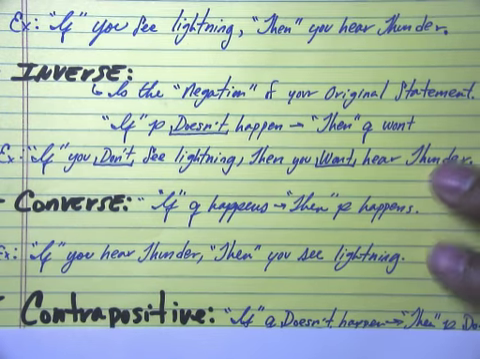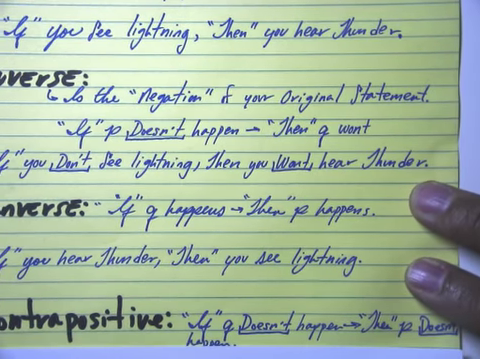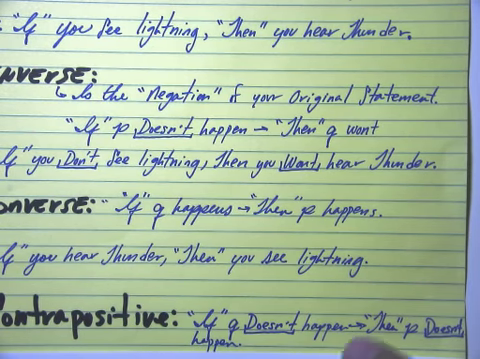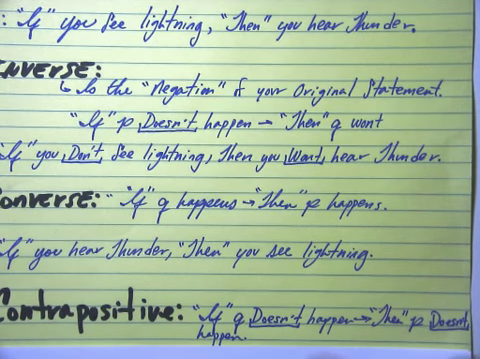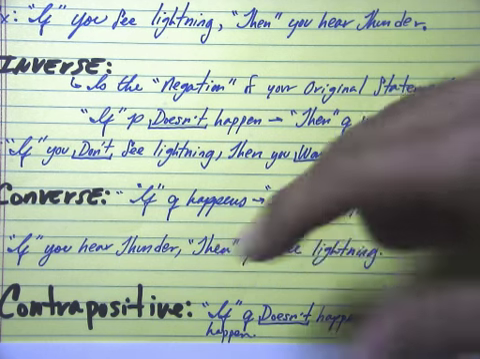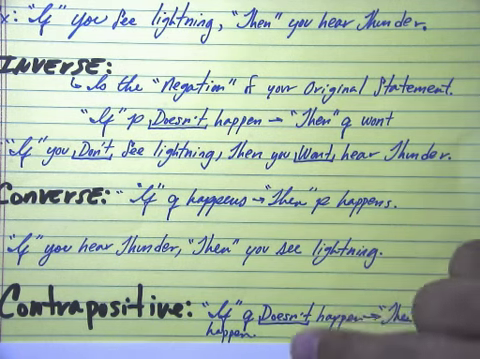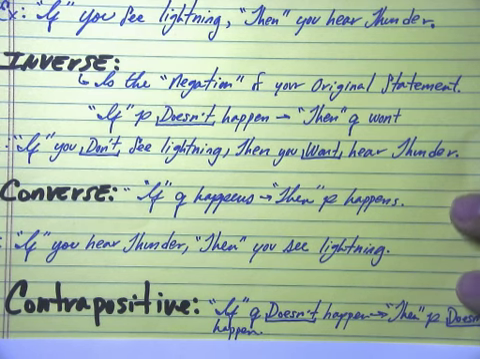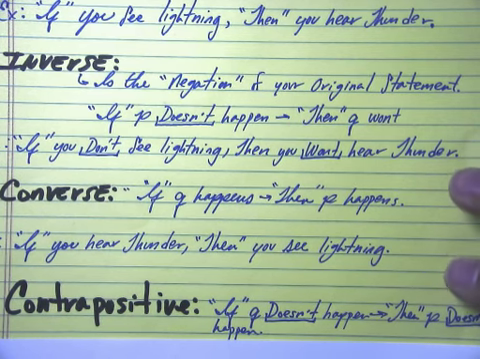And finally, we have the contrapositive of the conditional. The contrapositive states that if Q doesn't happen, then P doesn't happen. If Q doesn't happen, then P doesn't happen. That means that now you've taken your scenario, you've flipped it, and you've also negated it.